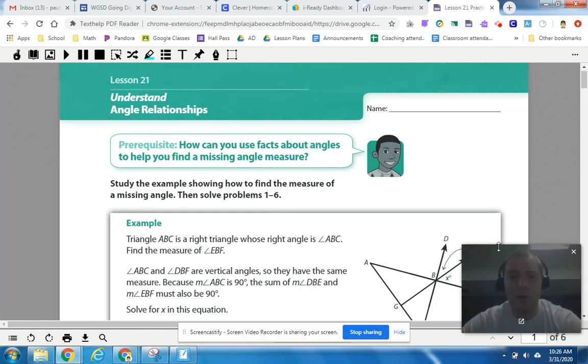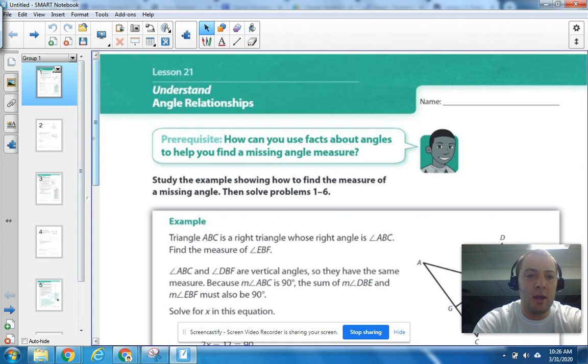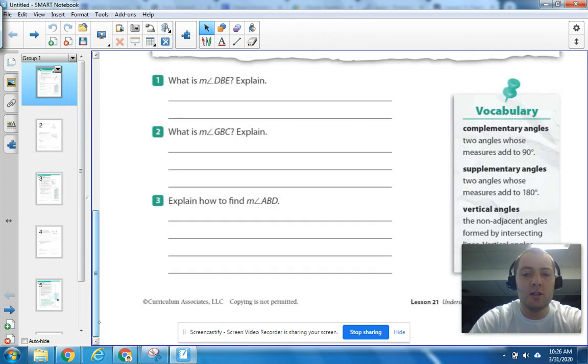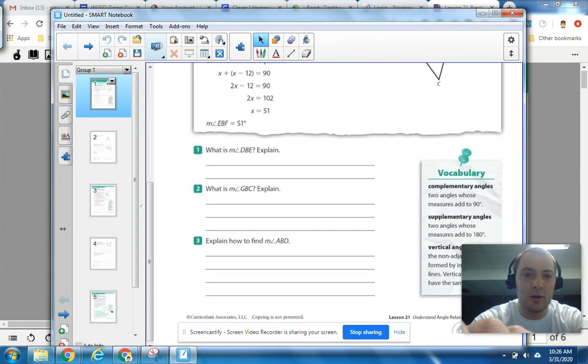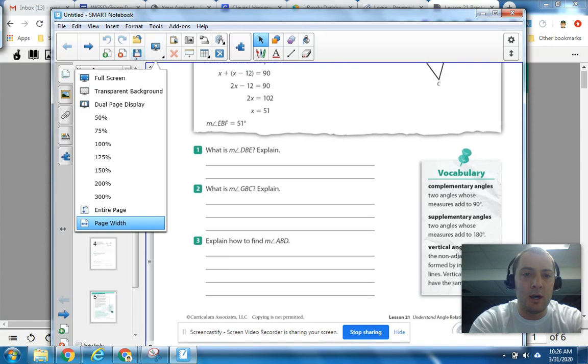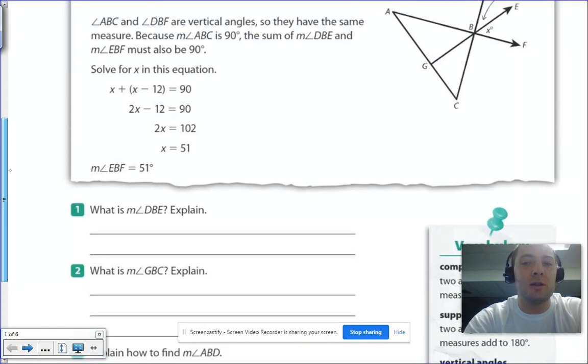I am working on lesson 21. This is day 1, so 21.1. And we are on page 219 and 220, I believe. 219 and 220 here. Just want to give you some homework help here if you have questions on the practice at all.